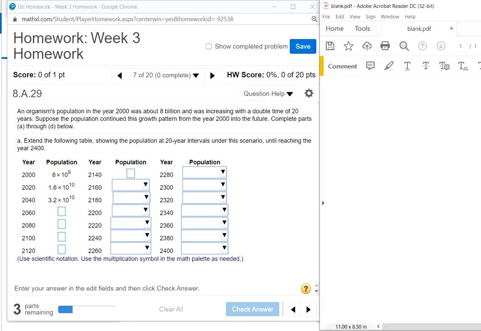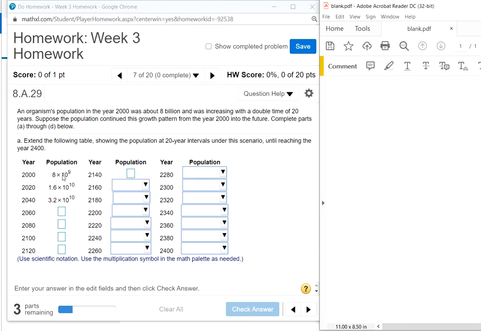Okay, question 7 on the homework. Looks like a lot, but it's going to be the same process over and over. Let's see. Organisms, starting population is 8 billion, which is here in scientific notation, and it increases with a doubling time of 20 years. Suppose the population continues to grow in this pattern for the year 2000 in the future.